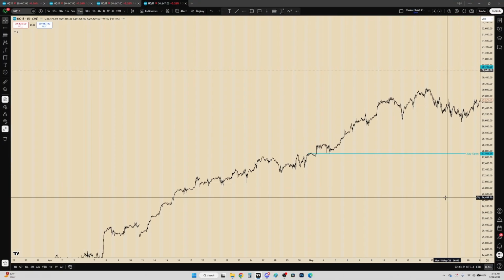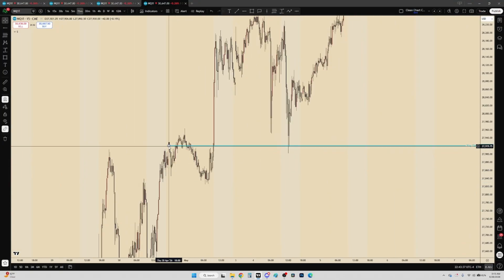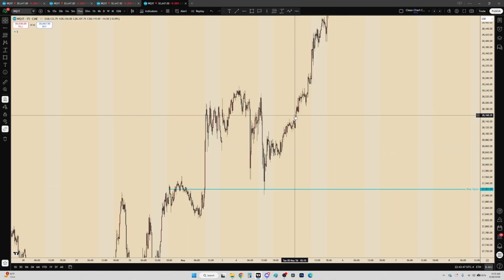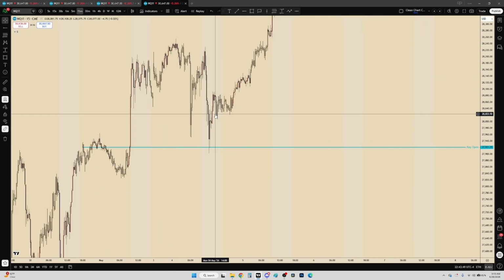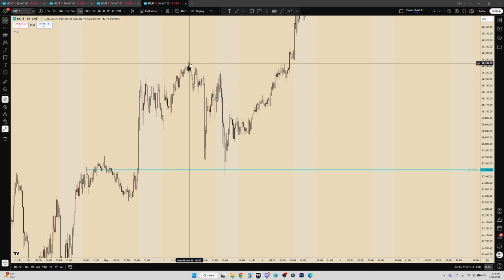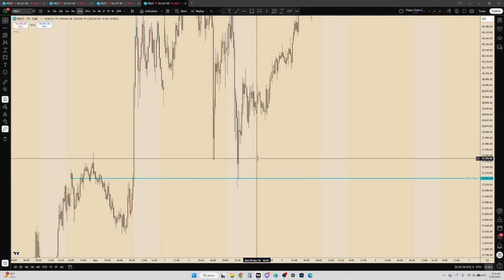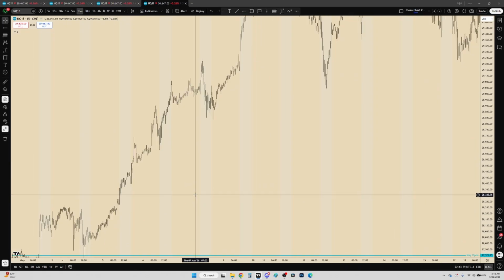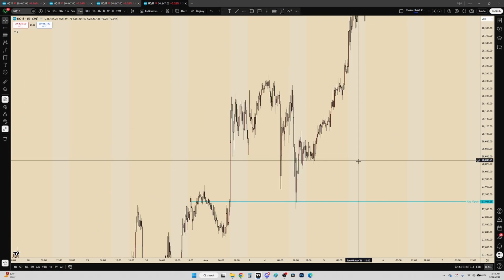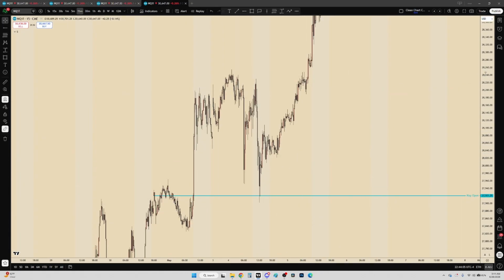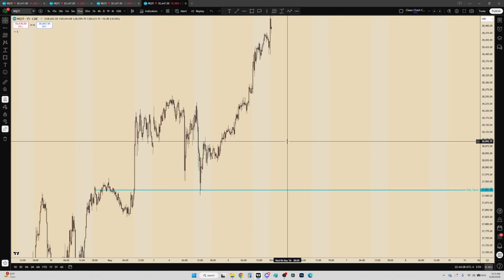May open is over here. You can see May opened up here. We kind of just had a small manipulation down before we started expanding higher. And then we have large expansion here, retrace back down to that May open in price, and then we started expanding up higher off of that. This is textbook accumulation, manipulation, distribution of the monthly candle.